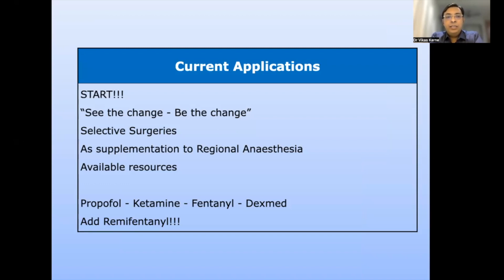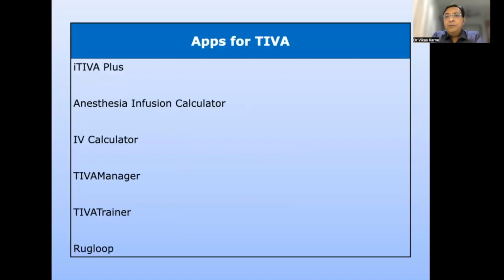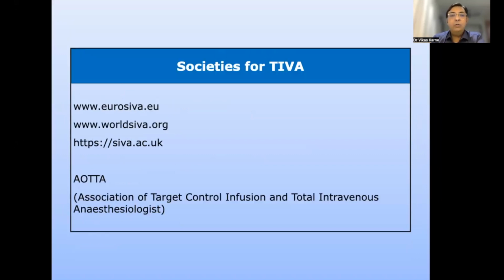Start with selective surgeries. It can be used as a supplementation to regional anesthesia, and we can start with available resources. We need not wait for the more modern techniques. Propofol, ketamine, fentanyl, and dexmedetomidine are easily available to all of us, and we can start with that. Obviously, remifentanil is now coming and we all have started experiencing it. There are certain apps we can use to understand how TIVA works, like iTIVA Plus, Anesthesia Infusion Calculator, IV Calculator, TIVA Manager, or TIVA Trainer. This is just to help understand how TIVA can be used.